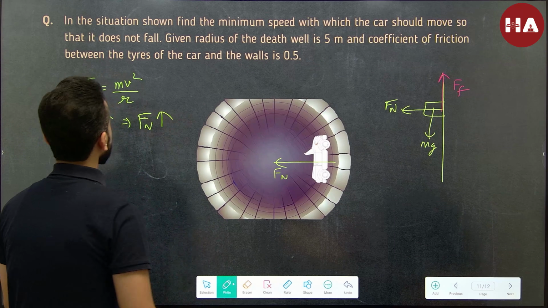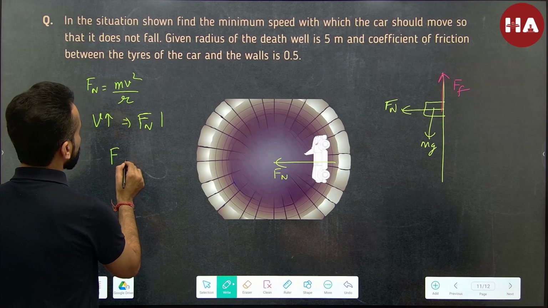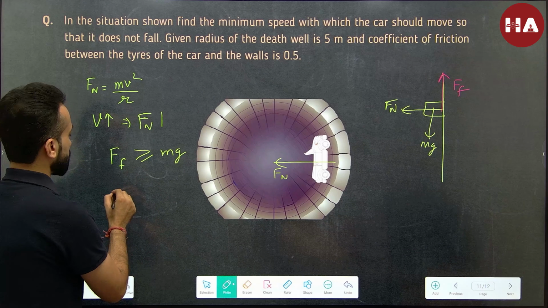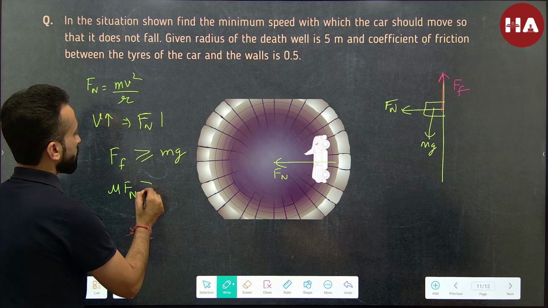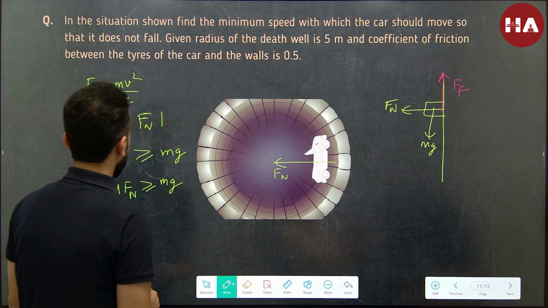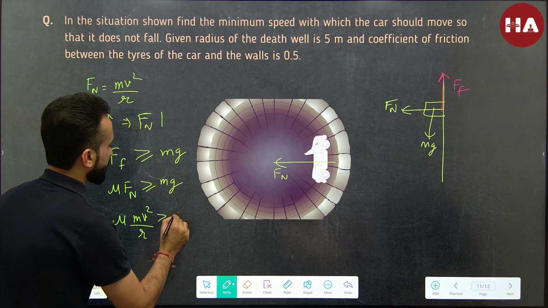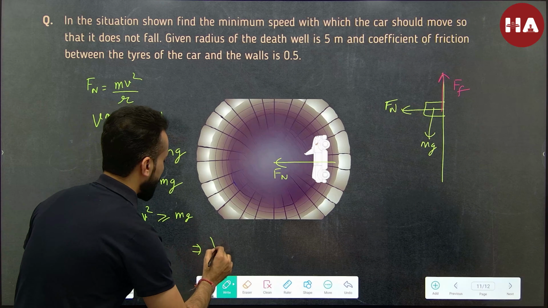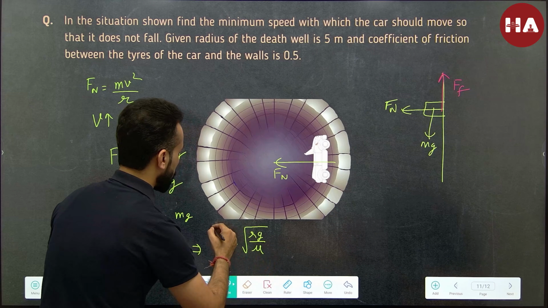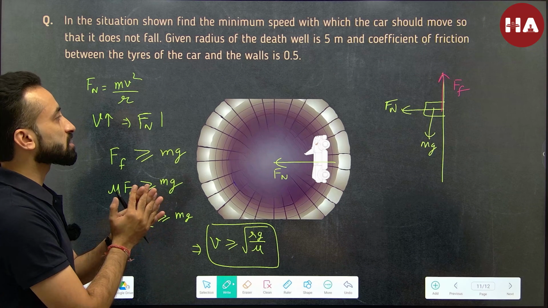So what should we write here? If it doesn't have to slip, then the friction should always be greater than the weight of the car. Now what should we write for friction? We should write the maximum value, that is mu Fn, greater than or equal to mg. Now what is Fn? That is mv square by r, greater than or equal to mg, which implies that v should be greater than or equal to the square root of rg by mu. So you need this much speed if you want to complete circular motion without slipping, right?